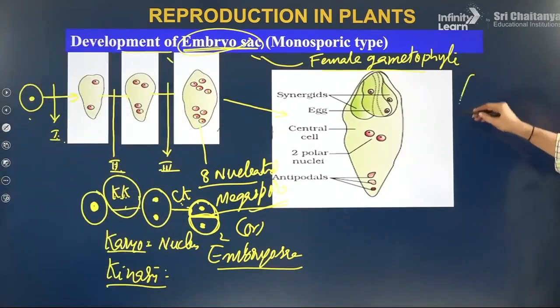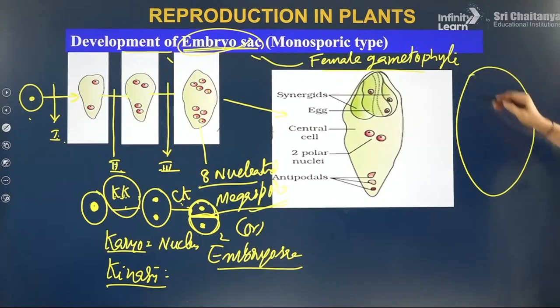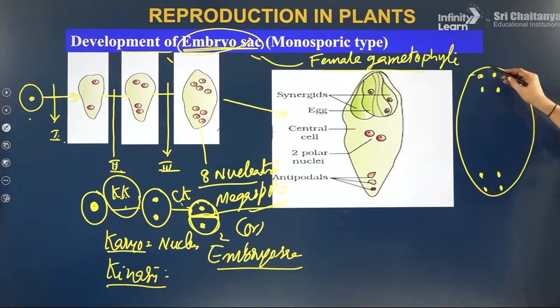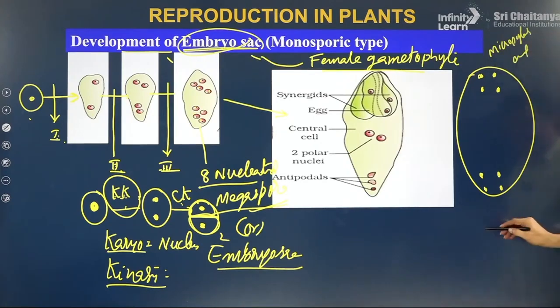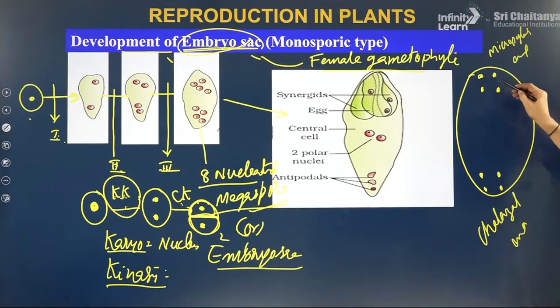At the end of the 3 mitotic karyokinesis, finally we can get 8 nuclei. Of these 8, 4 nuclei are present at one side. One side means it may be either the micropylar area or micropylar end. The other end is called the chalazal end. 4 nuclei are found at one side, another 4 are present on the opposite side.